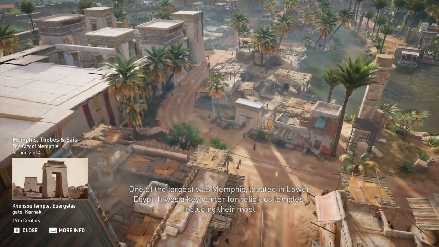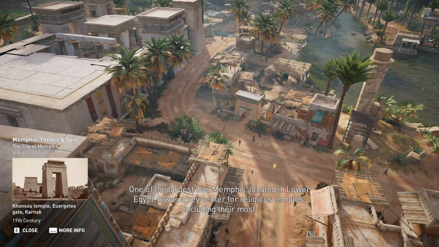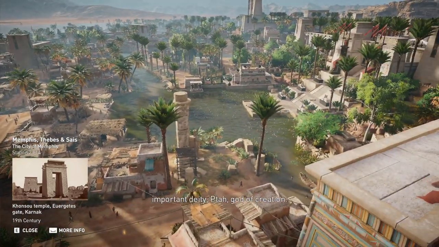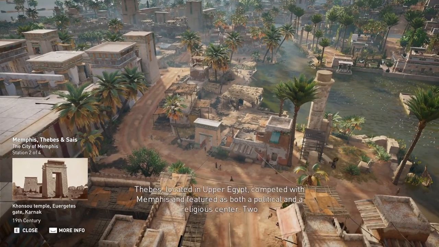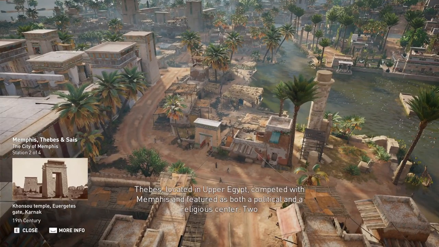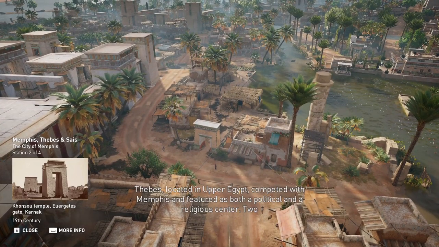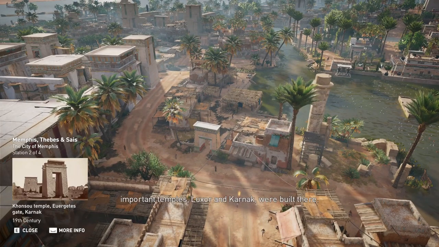One of the largest was Memphis, located in Lower Egypt. It was a key center for religious temples, including their most important deity, Ptah, god of creation. Thebes, located in Upper Egypt, competed with Memphis and featured as both a political and a religious center. Two important temples, Luxor and Karnak, were built there.